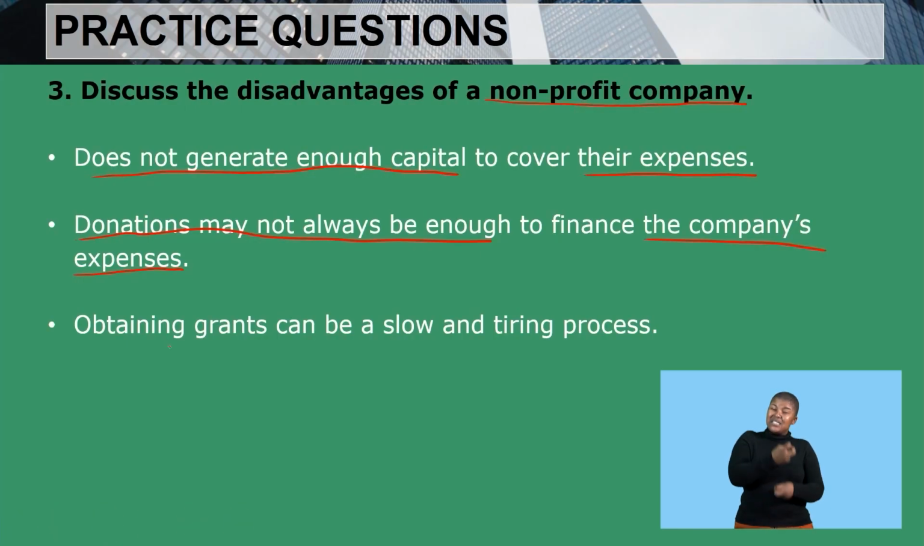Obtaining grants can be a slow and tiring process. It does not just automatically happen that the non-profit company gets grants. They need to apply. So the process of applying can be a tiring process. It can be slow, because you would find that the people they have applied to are not responding as quickly as the non-profit companies would want them to respond. So that process alone is tiring and slow.